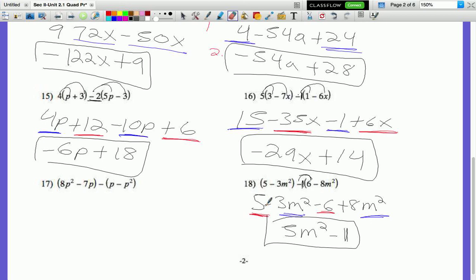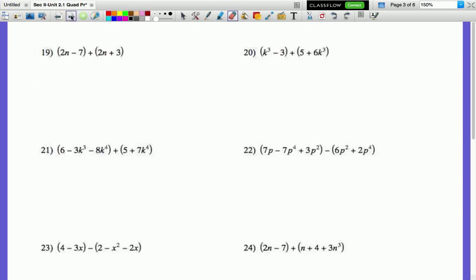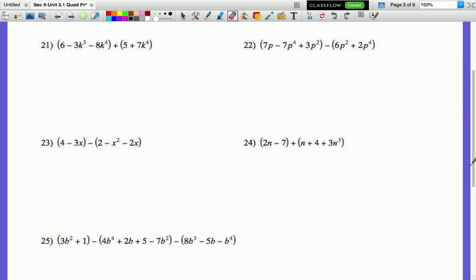Let's flip over the page. We are now on the next page. So let's look at 21 and 22. We'll start there. Now we are adding. We do the operation in between the two polynomials.